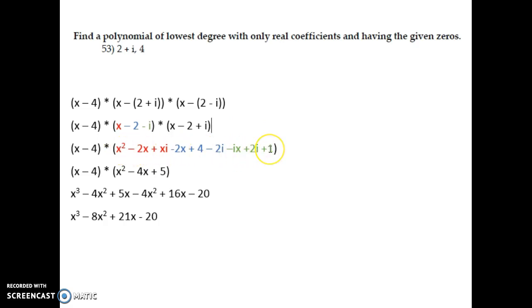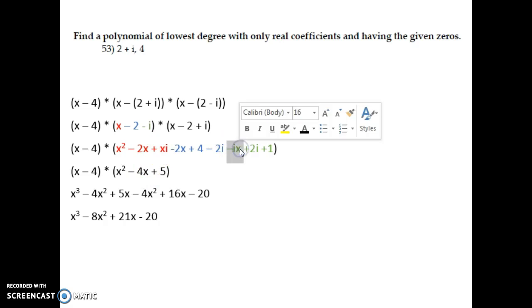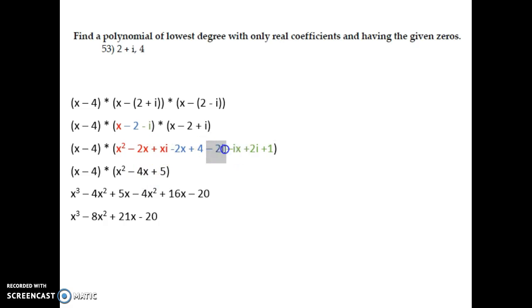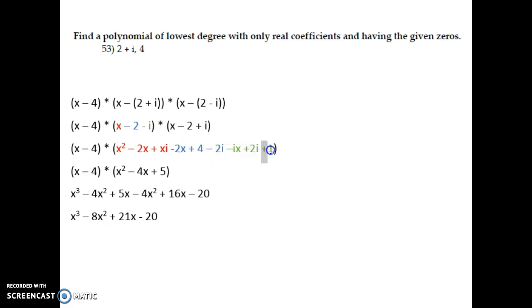So now we can reduce a bunch of stuff here, combine things. Minus 2x minus 2x gives you minus 4x. Plus xi minus an xi, they cancel out. Minus 2i plus 2i, those cancel out. Plus 4 plus 1, those equal 5.